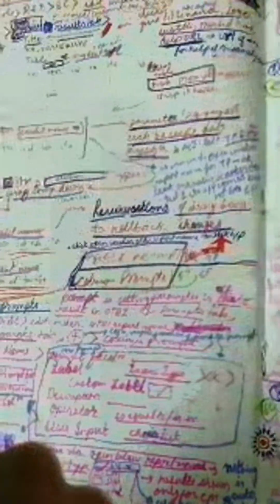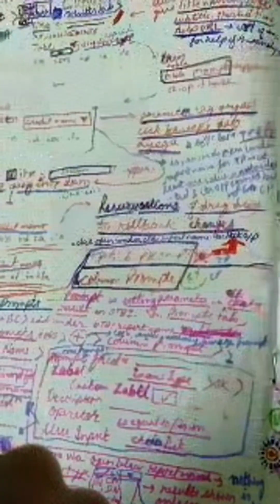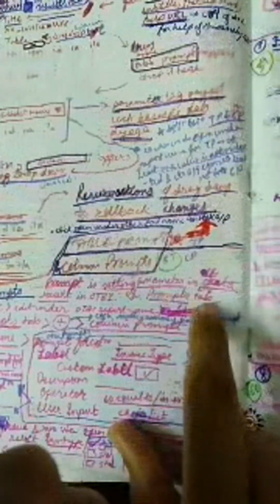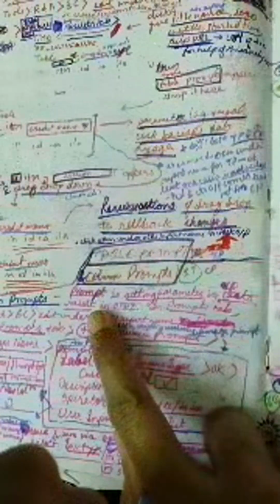Here the next one is column prompt. For column prompt, prompt is basically a setting in the parameter in the output data. Based upon whatever value is selected, if we are setting a parameter, then according to the selected parameter the output comes in the output data, the result in the OTBI.